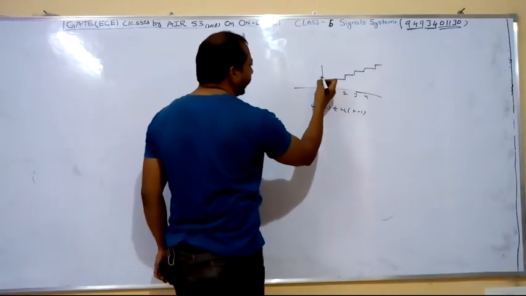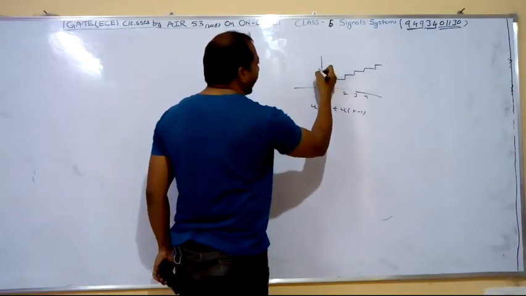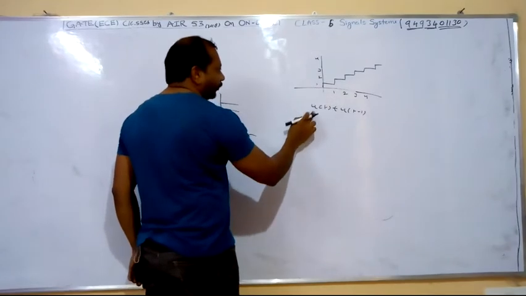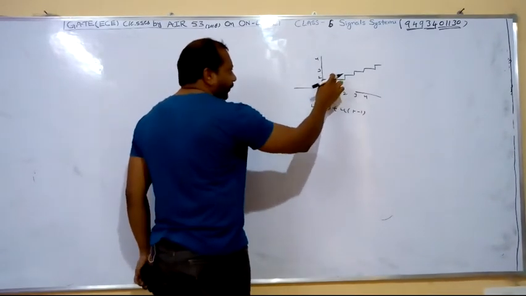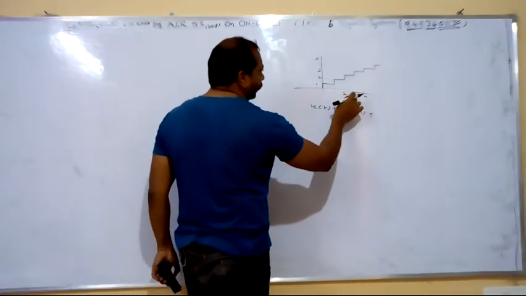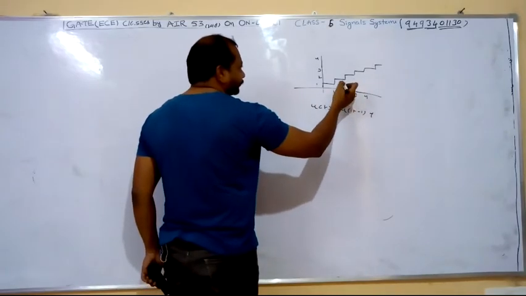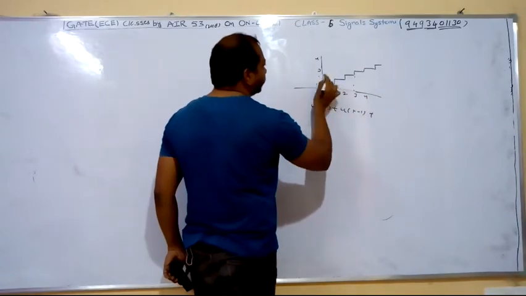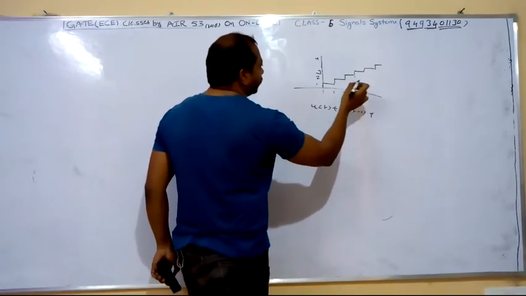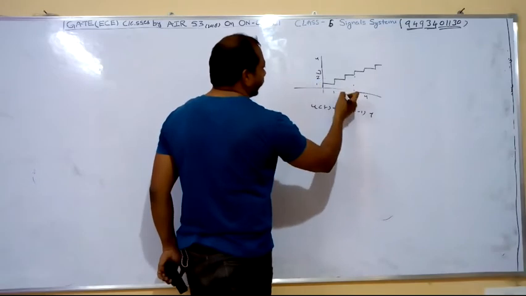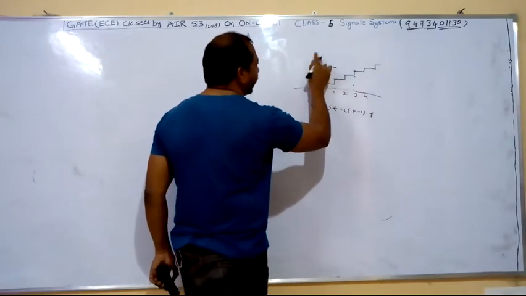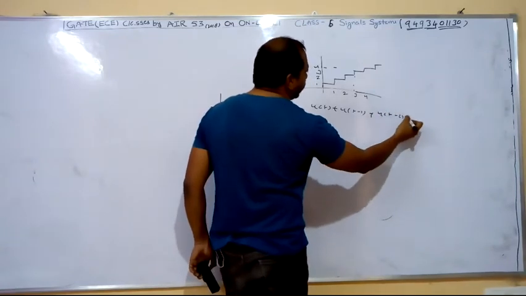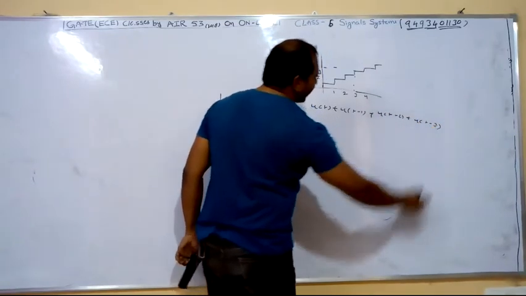Here the value is equal to 1, here the value is equal to 2, here 3, and here 4. Step 1 minus 0 gives u of t. At t equal to 1, you have 2 minus 1, u of t minus 1. At t equal to 3, 3 minus 2, and here also 4, the corresponding is 4 minus 3 equal to 1. So u of t minus 2 plus u of t minus 3, like that you will get.